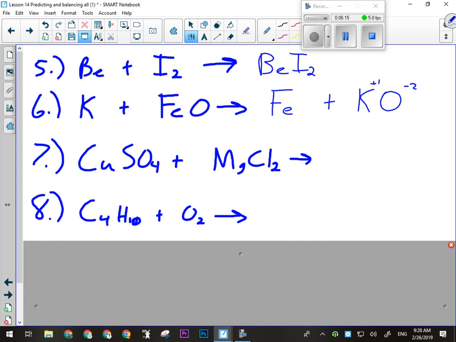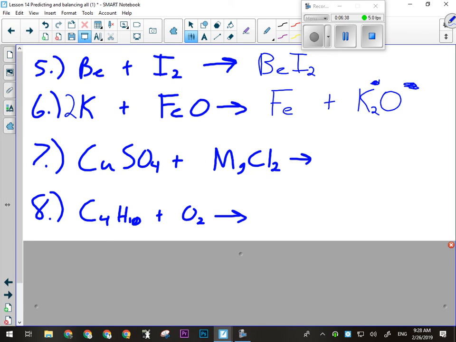Oxygen's a -2, potassium's a +1. So we got K2O for that. Now I've got to balance the whole reaction. The only thing that's out of balance is potassium, and it just needs a 2. Now everything else works. Questions on that one?